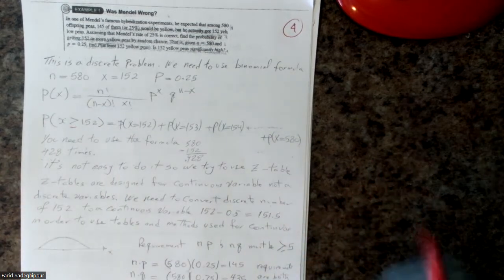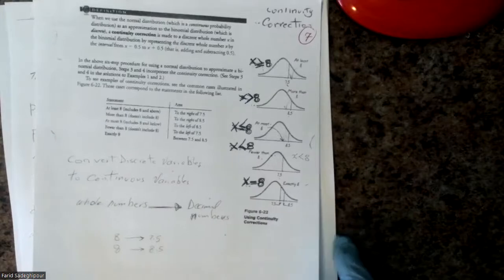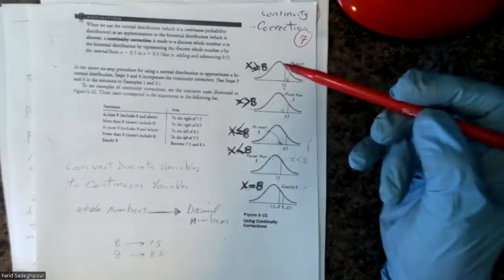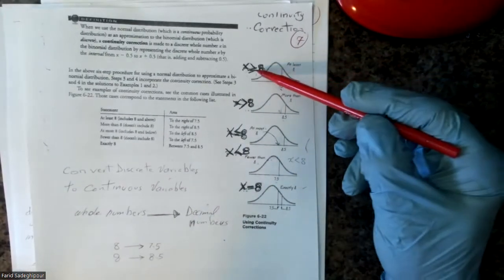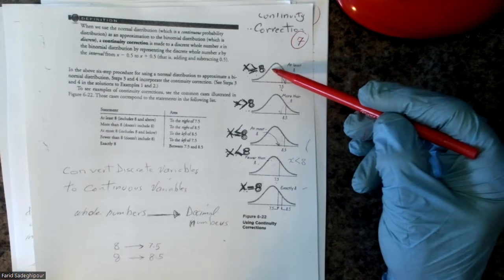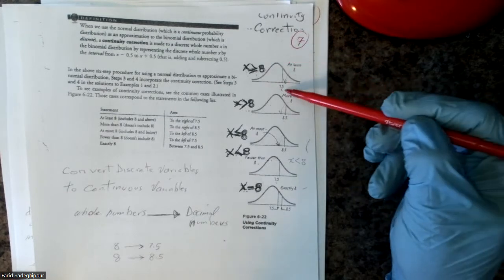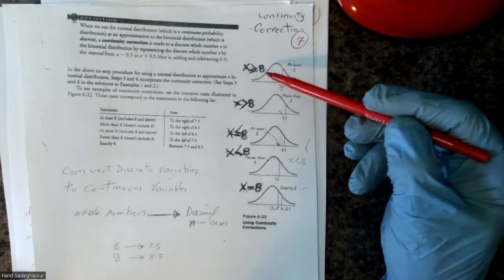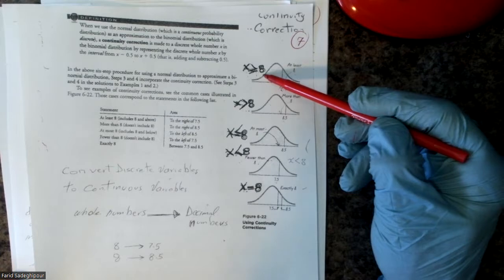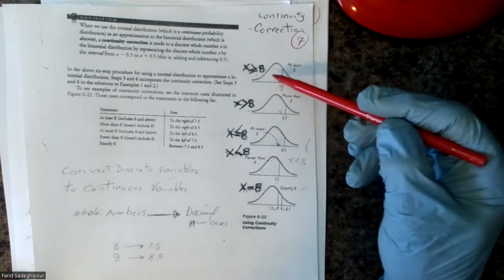So, the table to do that is on this page 7. These are the examples. If we ask you to find X greater than or equal to 8, then you need to start from 7.5, meaning you subtract 0.5 from that. Why? Because we want 8 to be included.